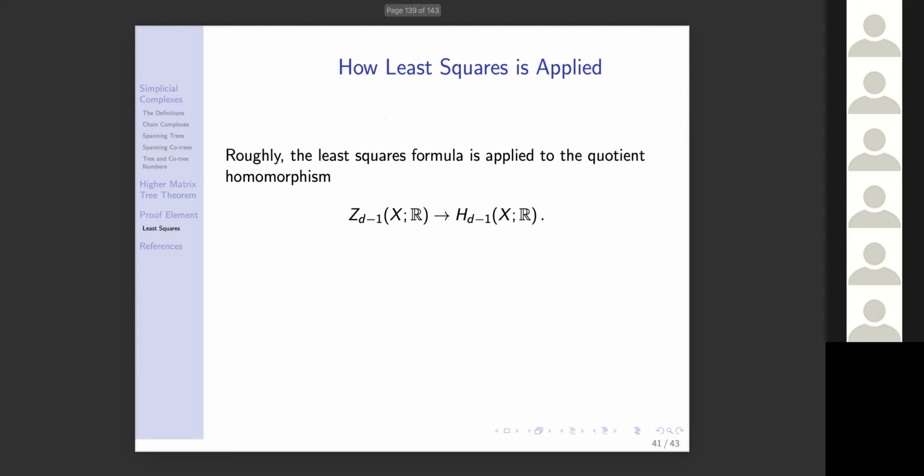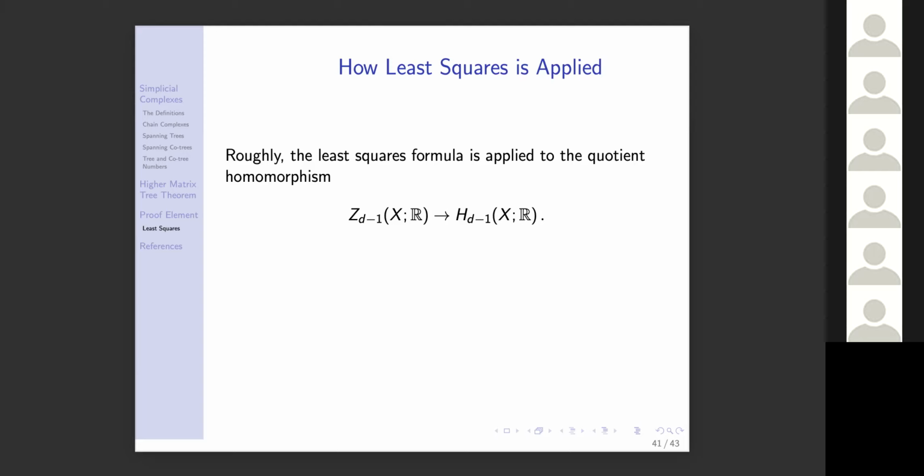Okay, so how least squares is applied to our situation, let me just give you very roughly what we did. It's applied to the quotient homomorphism from the d minus 1 cycles to the d minus first homology. That quotient map is a map of vector spaces. H_{d-1}, remember, was Z_{d-1} divided by B_{d-1}, the boundaries.